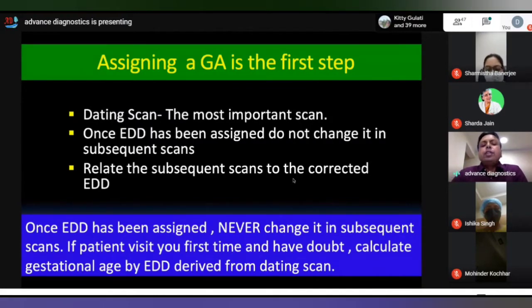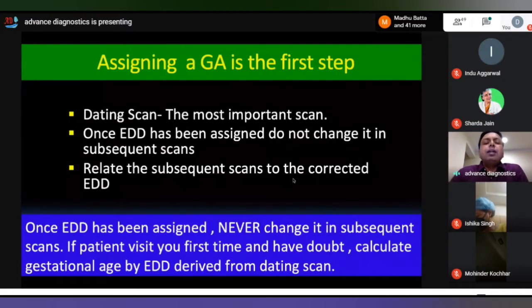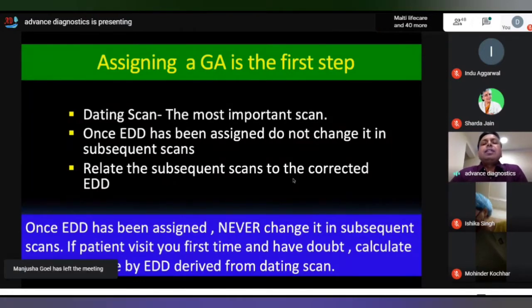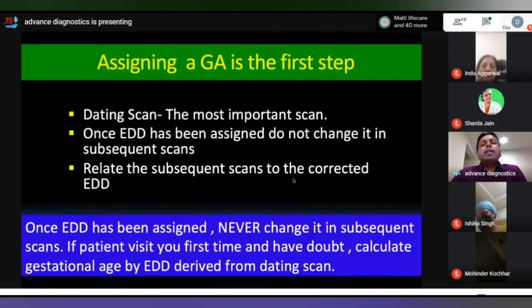If a patient visits you the first time and you have doubt, calculate gestational age by the EDD derived from the dating scan. Many times the patient comes and says, "Sir, the previous doctor wrote EDD in every ultrasound, why did you not write EDD?" So it is our duty to make the patient understand that EDD is given just in the dating scan, and if the dating scan has been missed, then in the second scan.